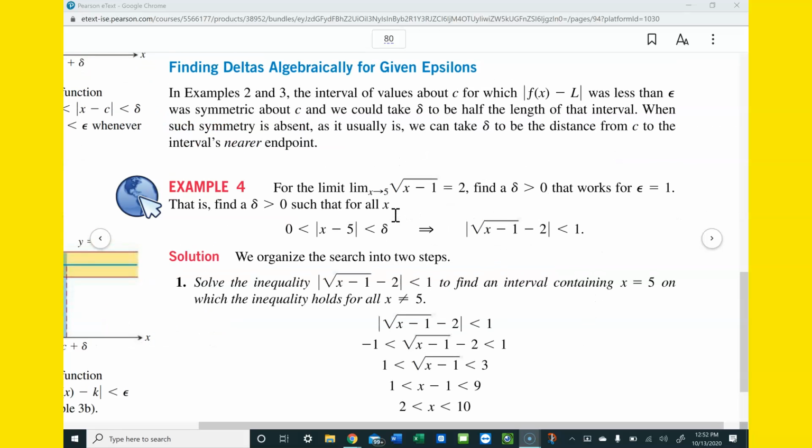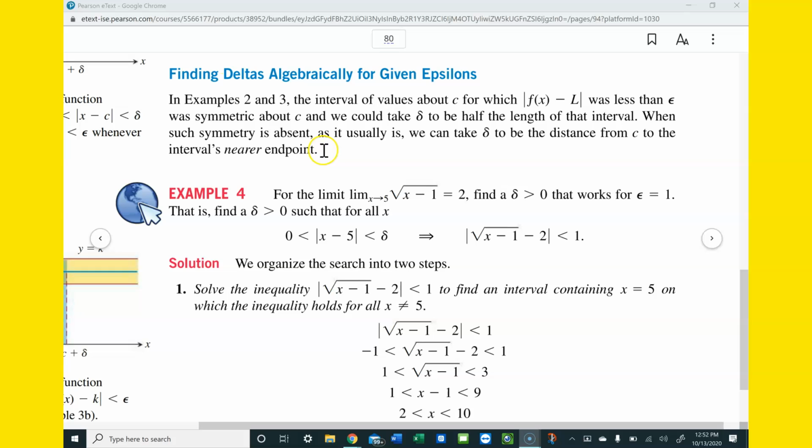All right, let's try example 4. Let's read about example 4. In examples 2 and 3, the interval of values about c for which the absolute value of f of x minus L was less than epsilon was symmetric about c, and we could take delta to be half the length of that interval. When such symmetry is absent, as it usually is, like in a curve, we can take delta to be the distance from c to the interval's nearer endpoint.